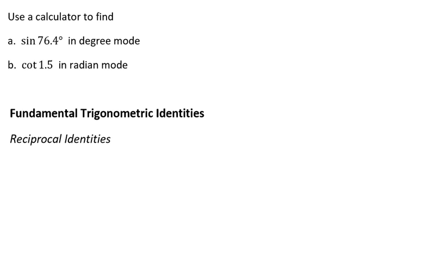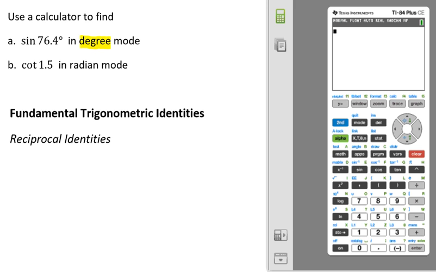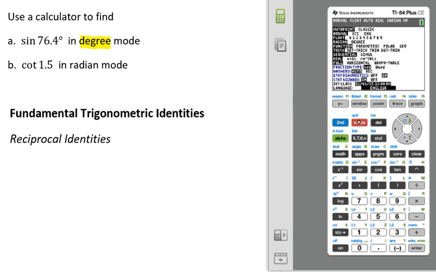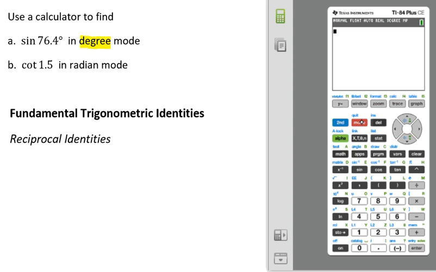We're going to begin by finding the sine of 76.4 degrees in degree mode. Now this is specific because we have degree or radian mode. So what we want to do is go to mode on our calculator and make sure we're in degree mode. Notice here that we're in radians. We're going to arrow over, hit enter on top of degree, and now we're in degree mode.